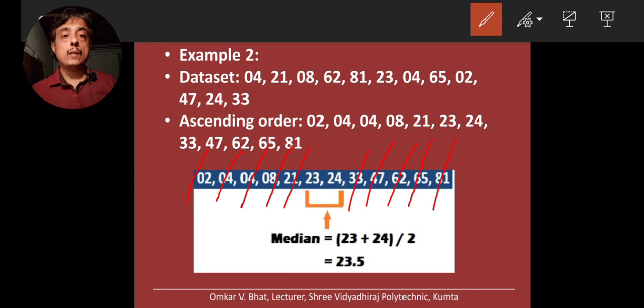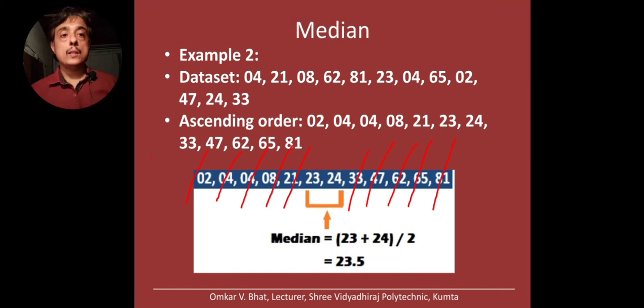So how to find out mean? By adding those two data and by dividing the answer by 2. So 23 plus 24 divided by 2 is equal to 23.5. So this is median. So this is how median is calculated when there is an even number of data in the data set.